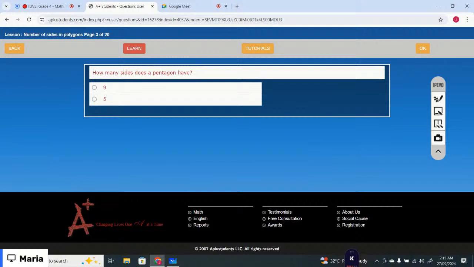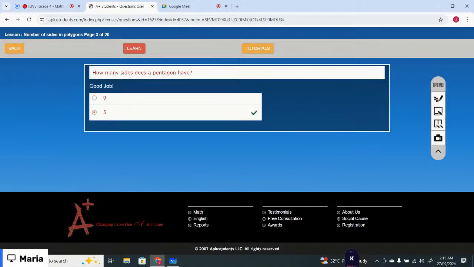How many sides does a pentagon have? So which is the correct option? Penta means five, right? So the pentagon has five sides. The correct option is five. Option number two is the correct option.